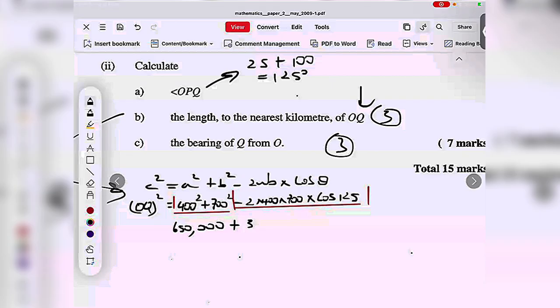So it'll be 2 times 400 at 800. 800 times 700 at 56,000. No, sir, try again. So 2 times 400 times 700, times the cos of 125. Cos 125. One second. Cos 125. Sorry, hit me again.